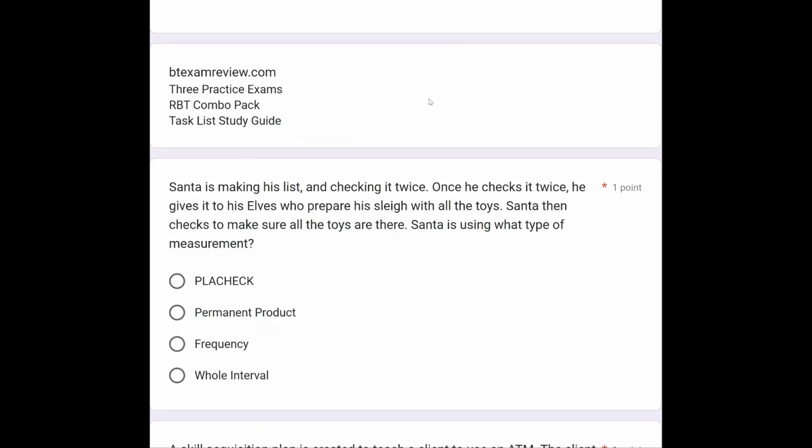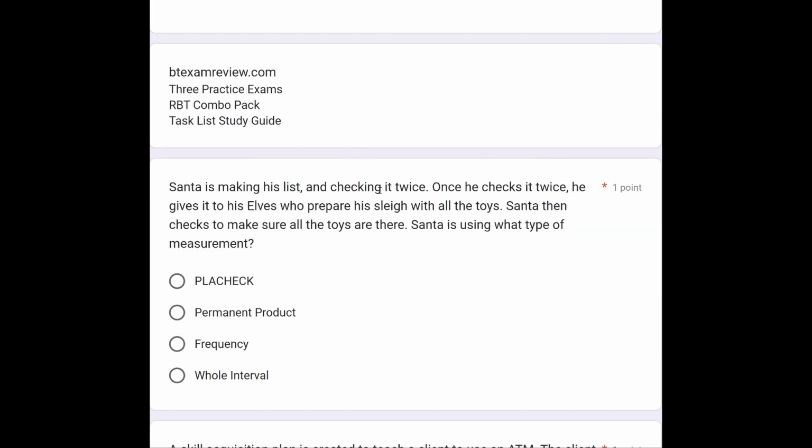Half the battle with some of these questions is making sure you're identifying what behavior we're looking at, whose behavior we're looking at. If you can identify those first, you're going to have a much better chance of getting the question correctly. So we're looking at Santa's behavior of measuring if all the toys are there. So what is your prediction here?